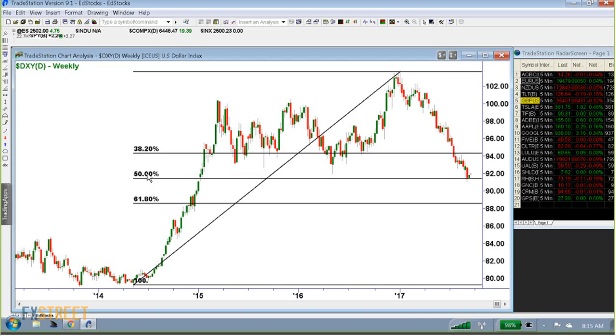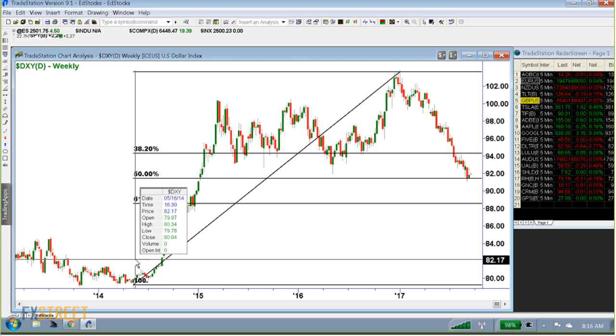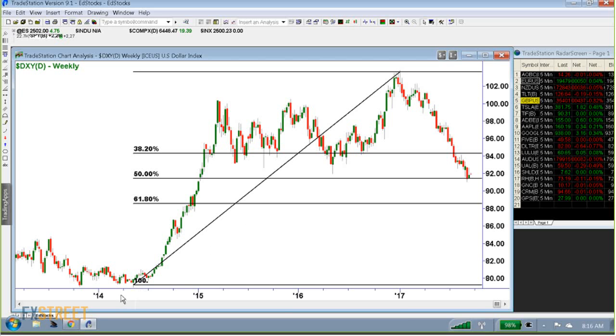And right now we've retraced 50% of this move from mid-2014 until now. Well, from mid-2014 until the beginning of 2017, let's say. From mid-2014 until the post-US election rally, which saw the dollar index way up above 102, almost to 103. Half of that has now been given back. I'm looking at this and I'm thinking Carlos could be right.